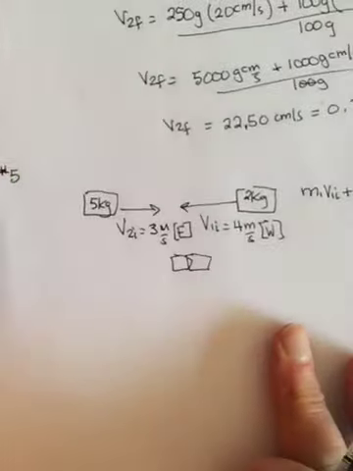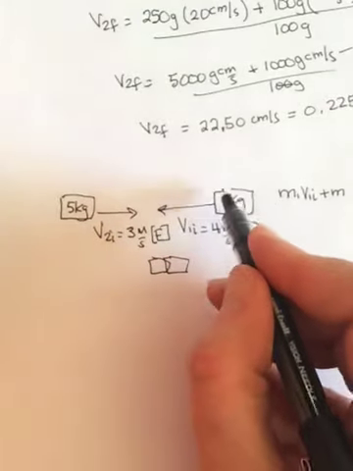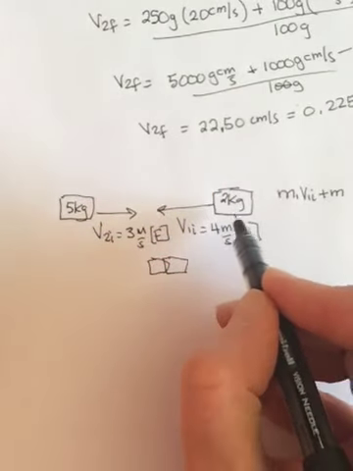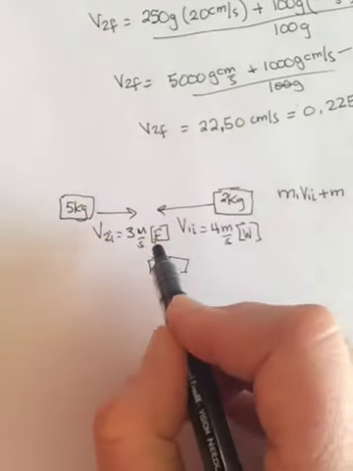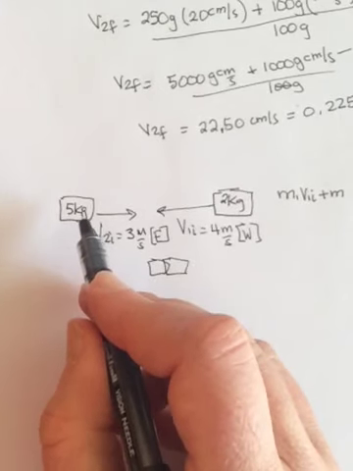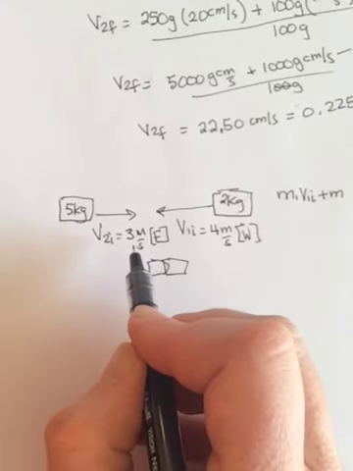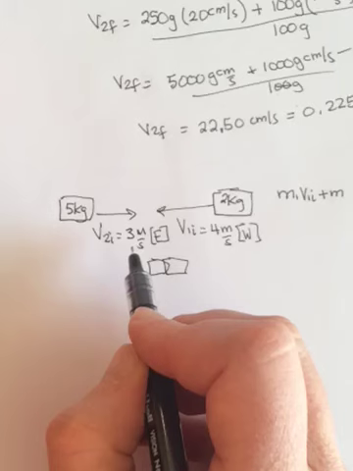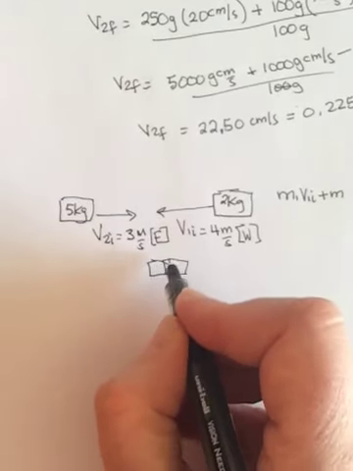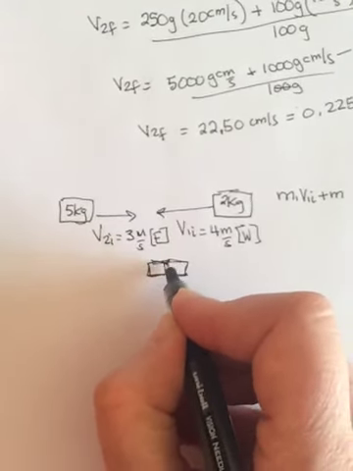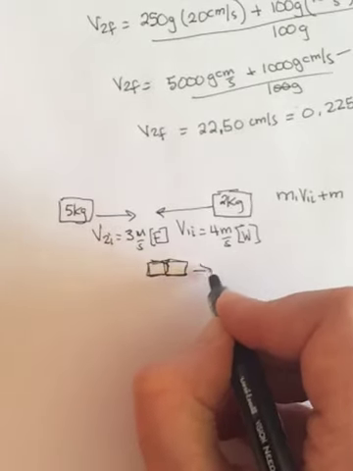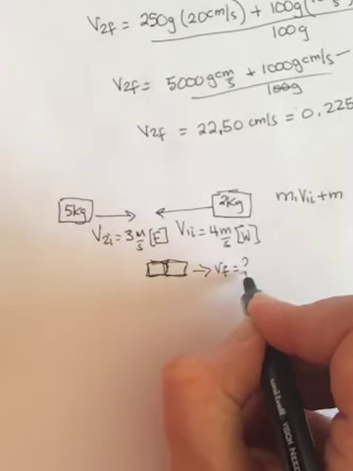All right, question number 5. We have a red cart, mass 2 kilograms, initially going 4 meters per second west, and it collides with a blue cart, mass 5 kilograms, initially going 3 meters per second east. It says after the collision, they stay stuck together, and they want you to find what the VF will be.